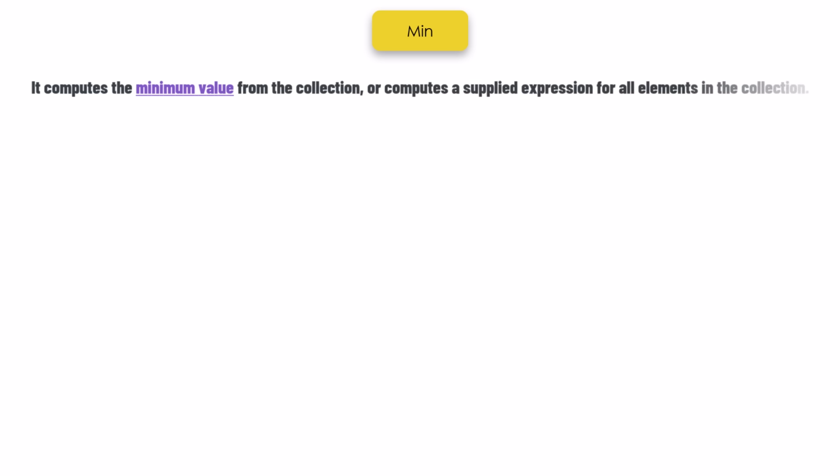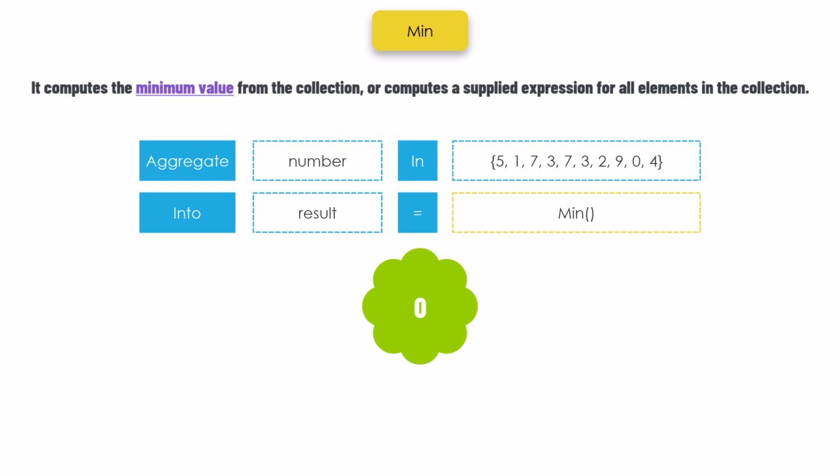The next function is min. It computes the minimum value from the collection, or computes a supplied expression for all elements in the collection. It can be used in exactly the same way as max function. For example, the following query. The result here will be the following number, which is the minimum value in the sequence. In case we have different variables, we can also define the variable inside the braces, like the example of the data table.